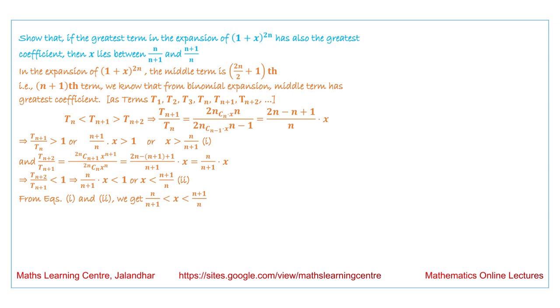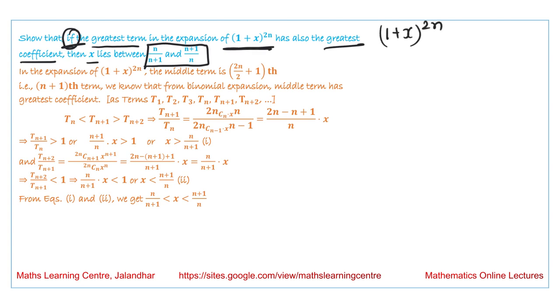First is: show that if the greatest term in the expansion of (1 plus x) raised to the power 2n also has the greatest coefficient, then x lies between n over n plus 1 and n plus 1 over n. If we look at this expansion, (1 plus x) raised to the power 2n, we are talking about the middle term. Its middle term is the (2n/2 plus 1)th term, so it will be the (n plus 1)th term, and this middle term has the greatest coefficient in this case.